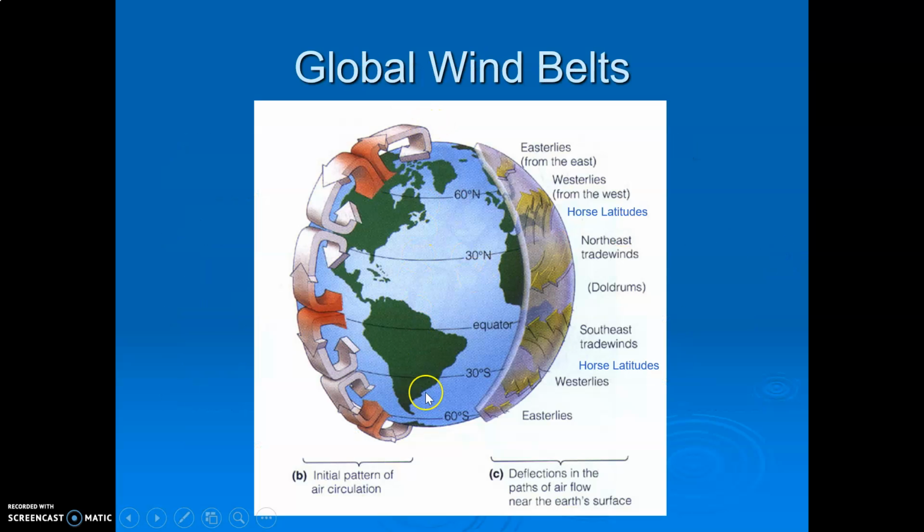So these are the wind belts. They're done in 30-degree latitude increments. 0 degrees is the equator, and we go 0 to 30, 30 to 60, and 60 to 90, which is the North Pole, or 90 south, which is the South Pole.